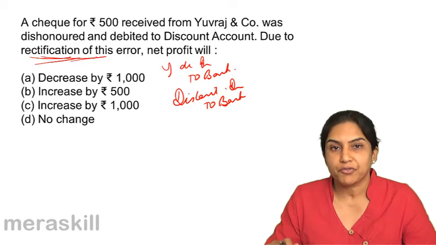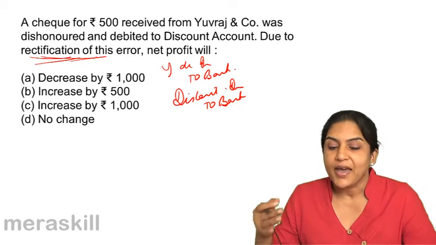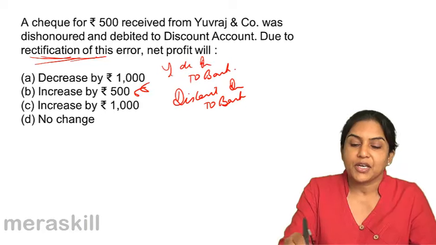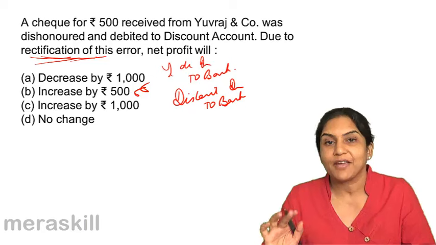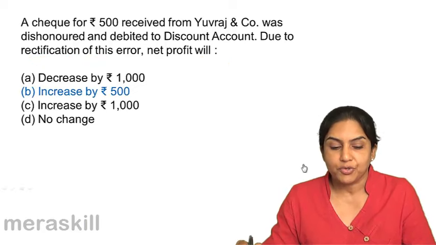When we debited discount account, we bring down the profits. So now we correct it and therefore increase the profit by rupees 500 to arrive at the correct profit. So your correct option should be B.